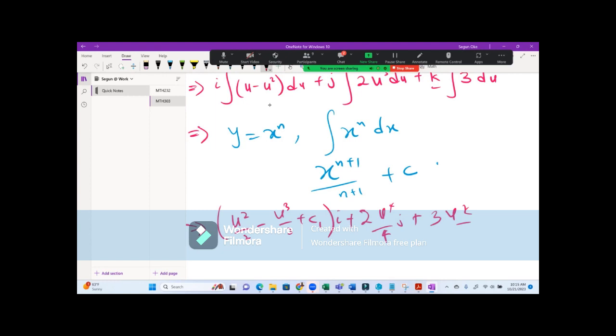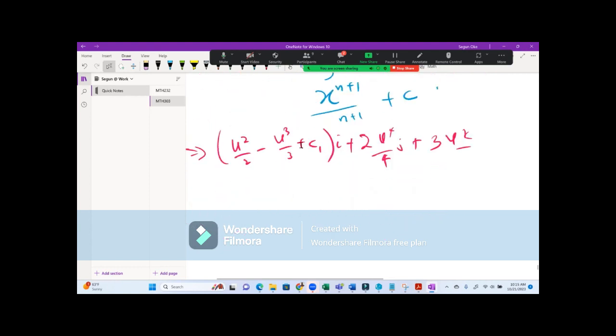Okay. So what do we have at the end of the day? We can collate all the C together. Whatever you have the C, they are all C. They are all single constants. So it's going to be u squared over 2 minus u cubed over 3 i plus, the 2 will have cancelled, here 1, here 2, so you have u raised to power 4 over 2 j plus 3u k. Everything plus C.